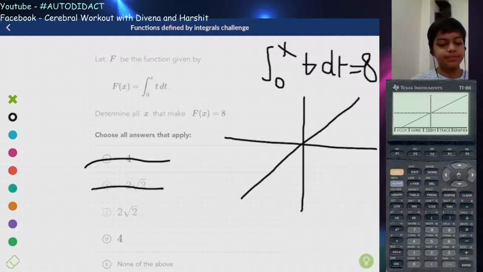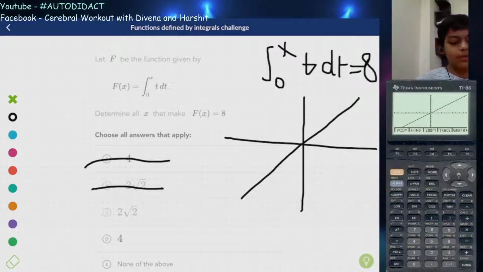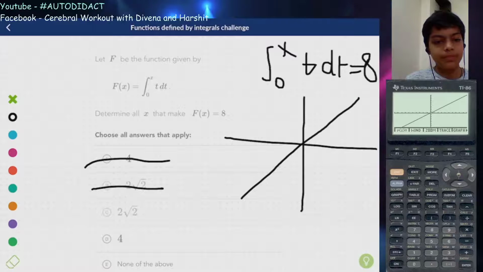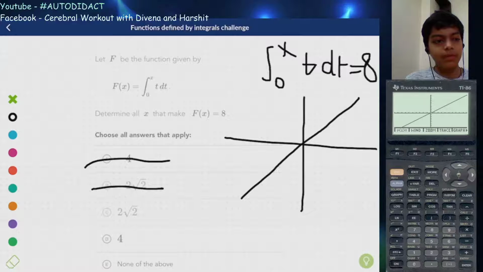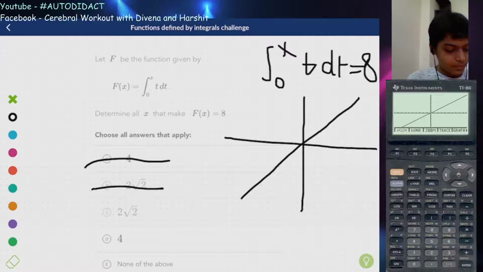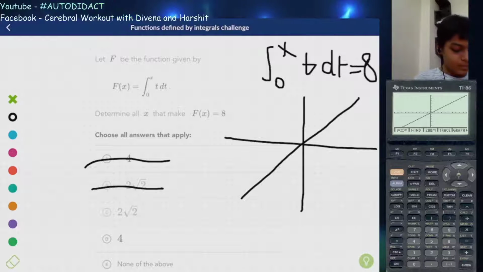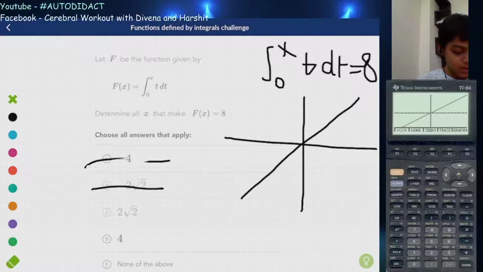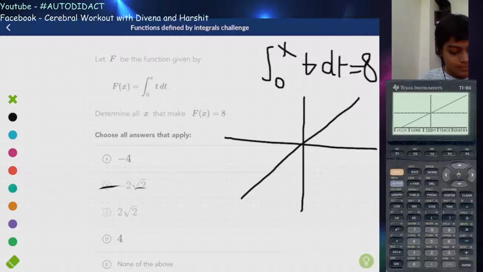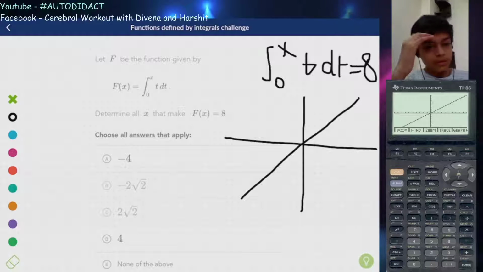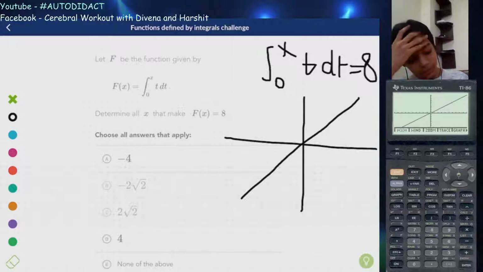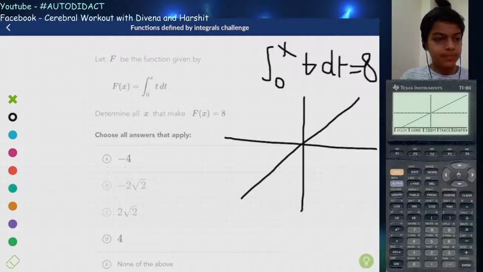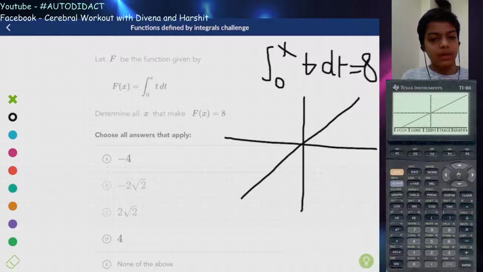What will the answer be from x? You want to find what t is equal to, and what the area is. When will the area be equal to 8? Okay, so it can also be negative values. Let's erase this one. So from negative 4, negative 2 square root of 2, 2 square root of 2, and 4 are the options. We are given negative and positive options. When can the area be equal to 8?